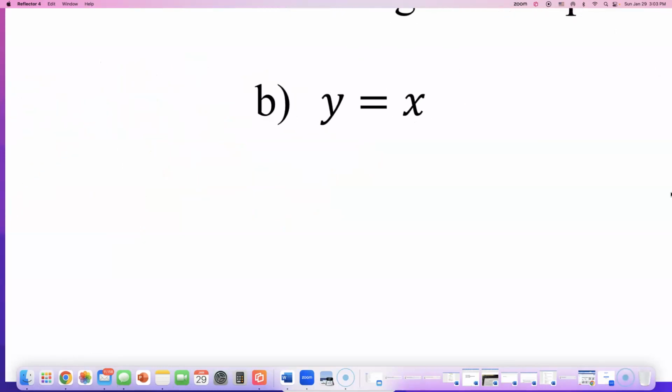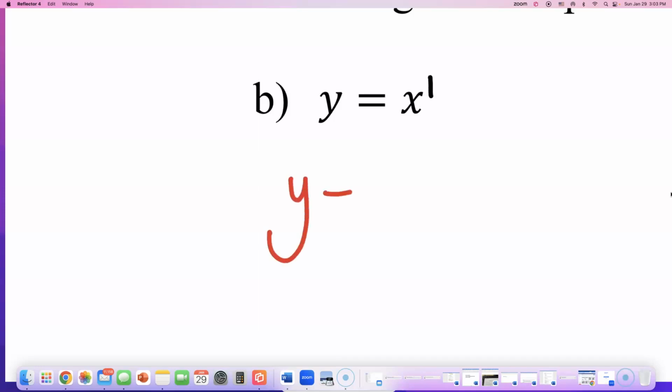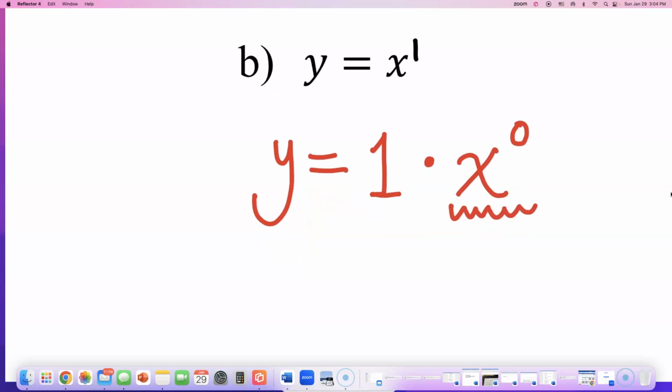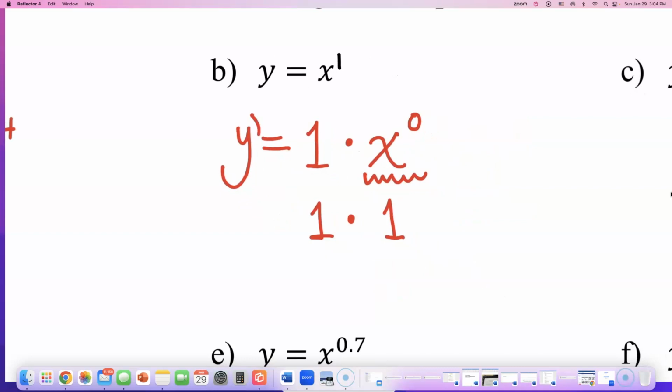B, well, there's no exponent here, right? But if it's just x, x is being raised to the first power. So let's apply the same rule. You bring down that exponent of 1 to the front, but you need to go down 1 from 1. So you have x to the 0 power. But what is anything to the 0 power? That's not 0. Anything to the 0 power is just 1. So if you do 1 times 1, you get, oh, whoopsie, I forgot the derivative symbol. y prime comes out to be 1. Okay?